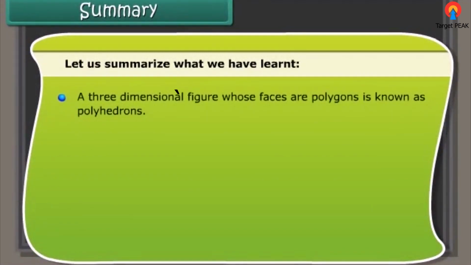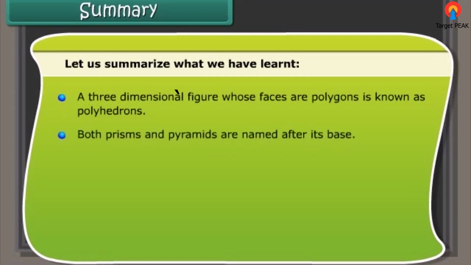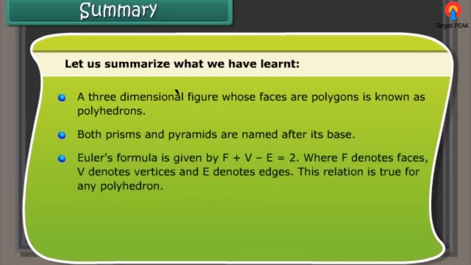A three-dimensional figure whose faces are polygons is known as a polyhedron. Both prisms and pyramids are named after their bases. Euler's formula is given by f plus v minus e is equal to 2, where f denotes faces, v denotes vertices, and e denotes edges. This relation is true for any polyhedron.